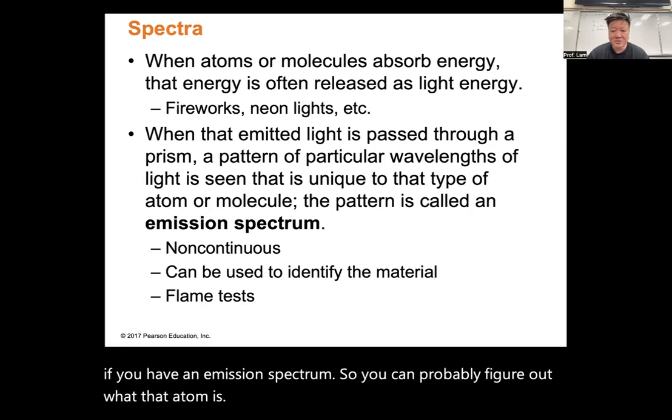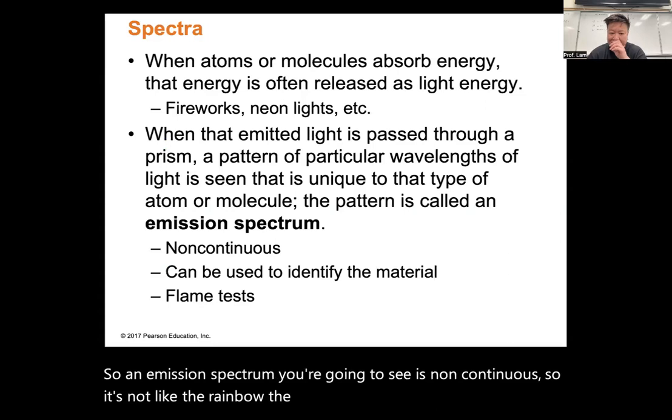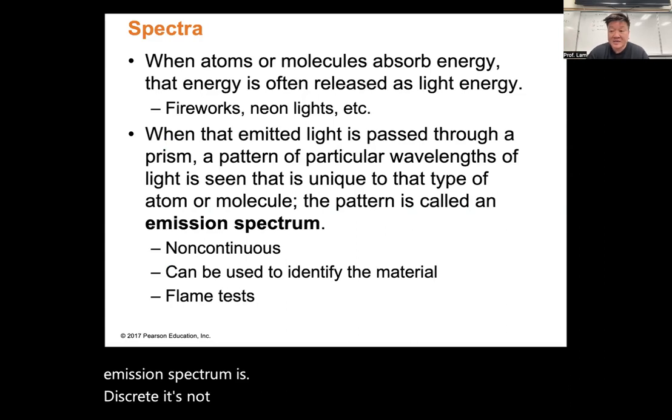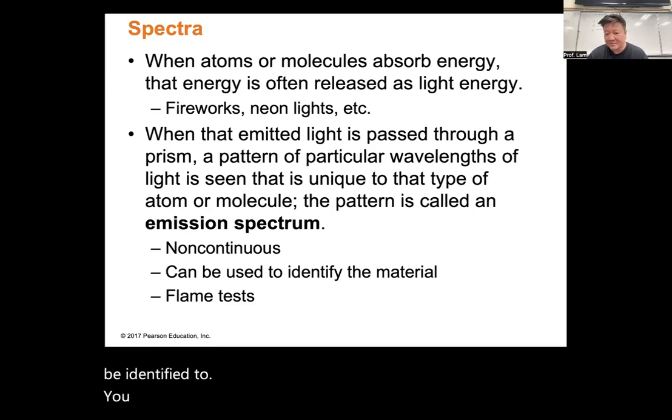An emission spectrum you're going to see is non-continuous, so it's not like the rainbow. The rainbow is continuous, right? The emission spectrum is discrete, not continuous, and it's like a fingerprint. It can be identified to an atom, right?